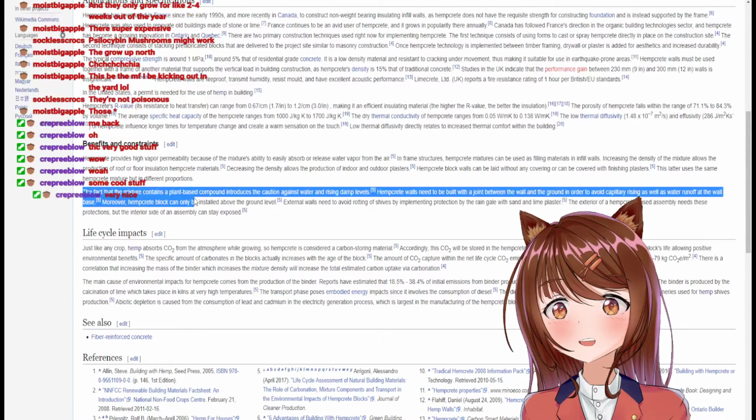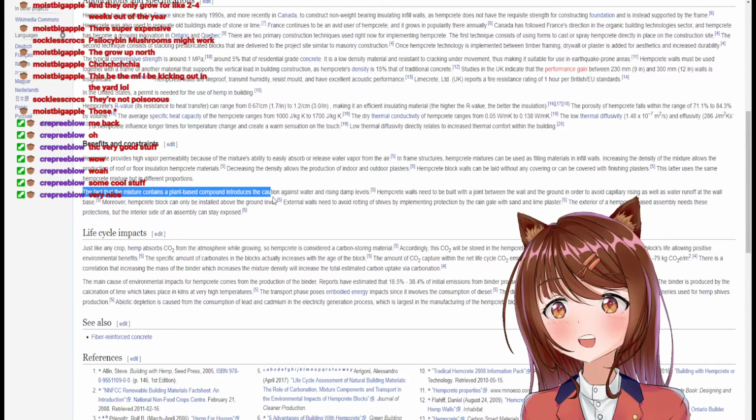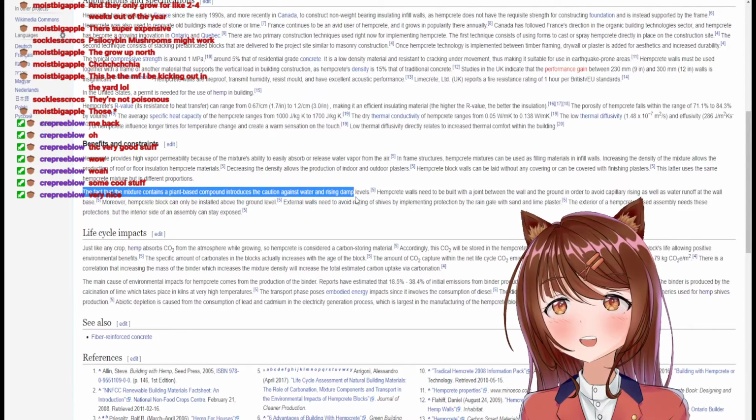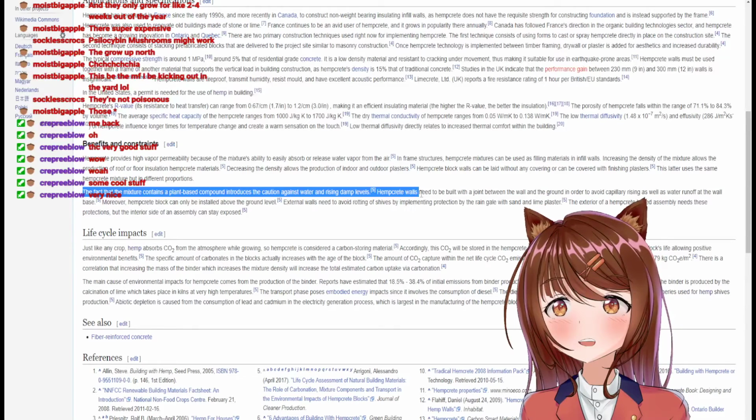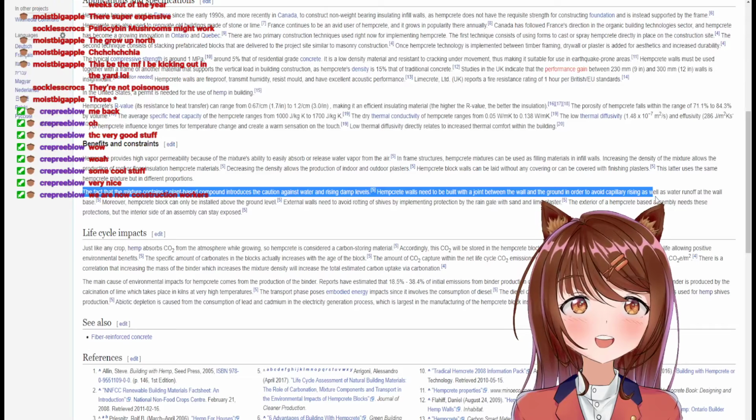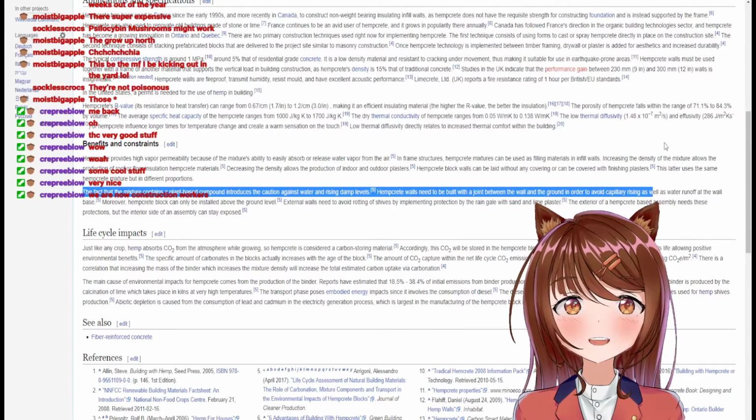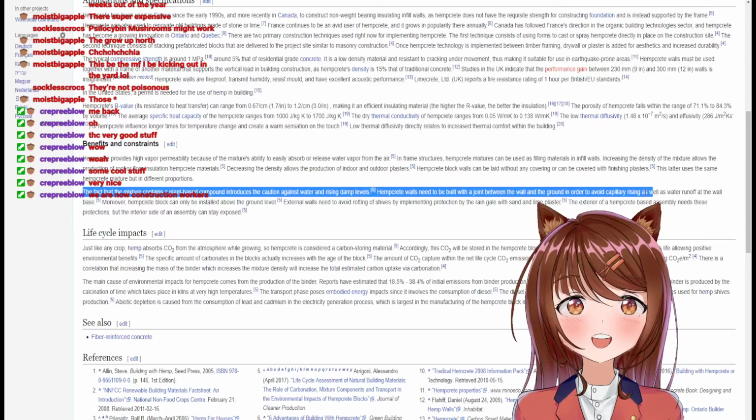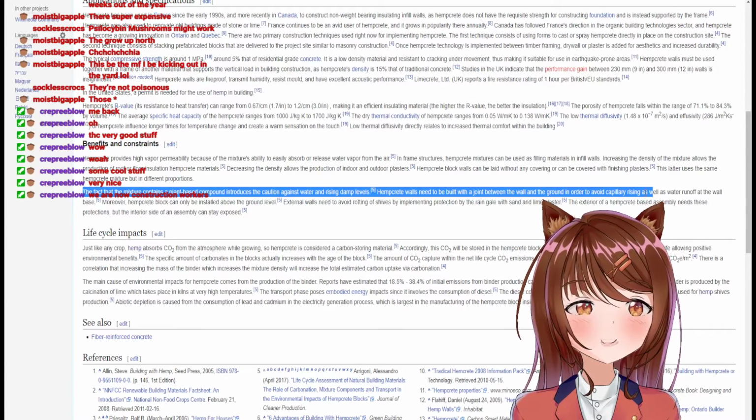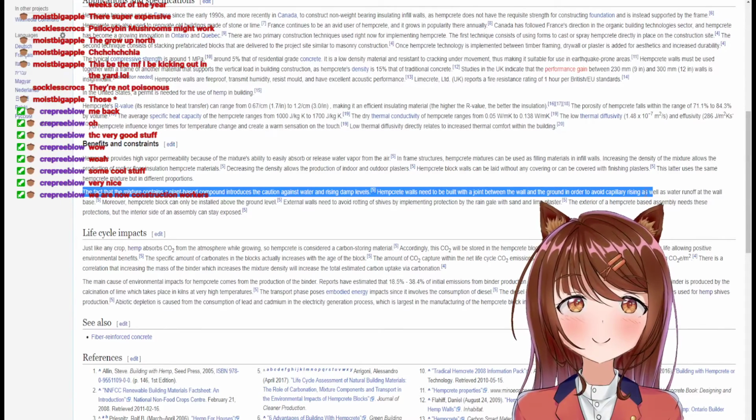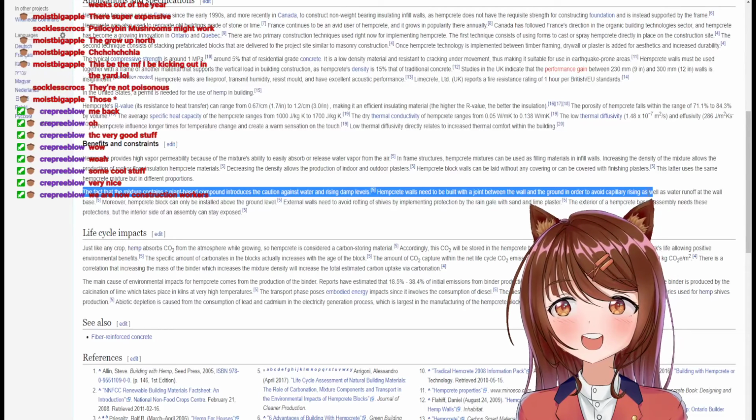The fact that the mixture contains plant-based compounds introduces the caution against water and rising damp levels. So you don't want to build a basement out of this stuff. Hempcrete walls need to be built with a joint between the wall and the ground in order to avoid capillary rising. Oh, like a straw. From the bottom, if it's wet at the bottom, it'll suck it upwards through the entire thing. So if it's sitting at ground level and groundwater is high, or it's been raining for a while, it'll soak the whole wall from the bottom up. We are now construction workers.